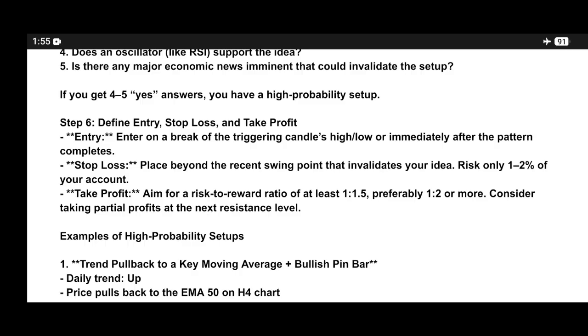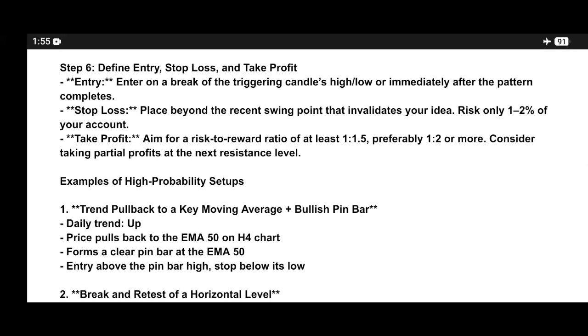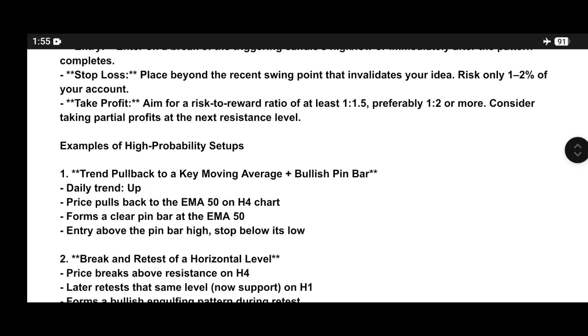Let me give you examples of high probability setups using my illustration. Number 1, trend pullback to a major key moving average plus a bullish pin bar. Let's say that the daily trend is up. The price pulls back to the 50 exponential moving average on the 4-hour chart and forms a clear pin bar at the 50 EMA. Entry above the pin bar's high, stop below its low.